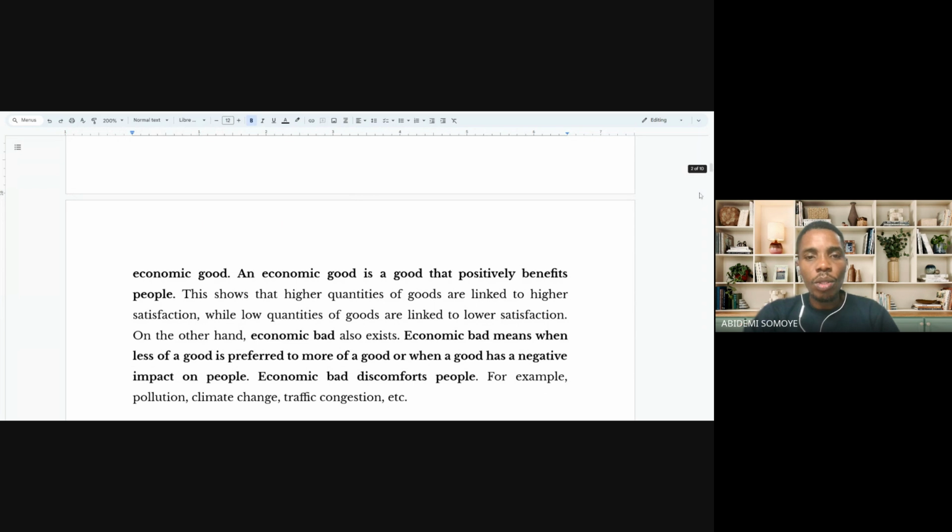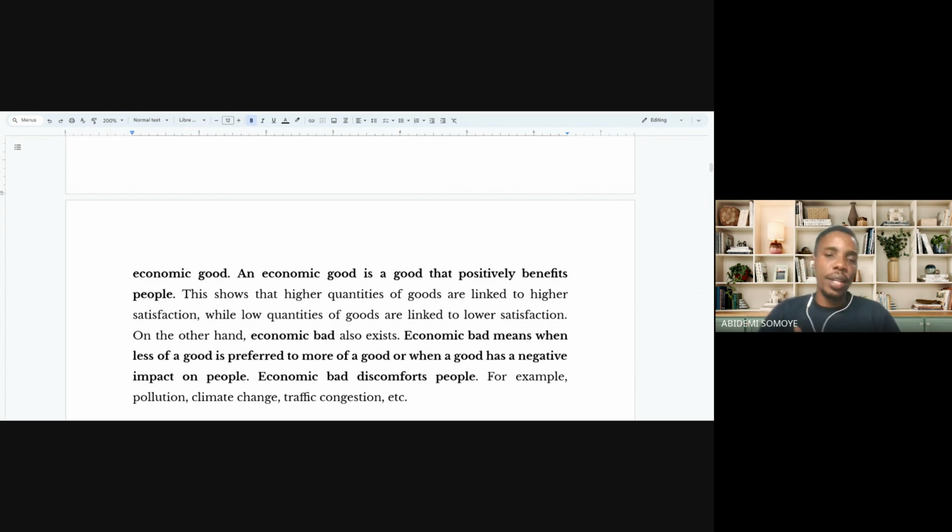On the other hand, economic bad also exists. So economic bad is a good that is not beneficial to you. Okay, something that harms your health. For example, when a car is consistently bringing out pollution, you wouldn't want that because that is not beneficial to you. Or when people are consistently polluting your environment with garbage or with things that are detrimental to your health, you wouldn't want that.